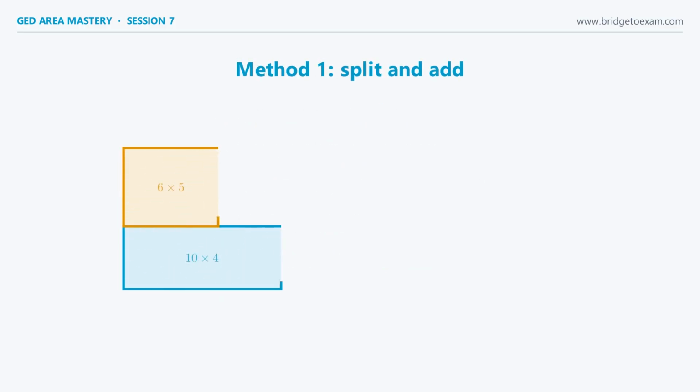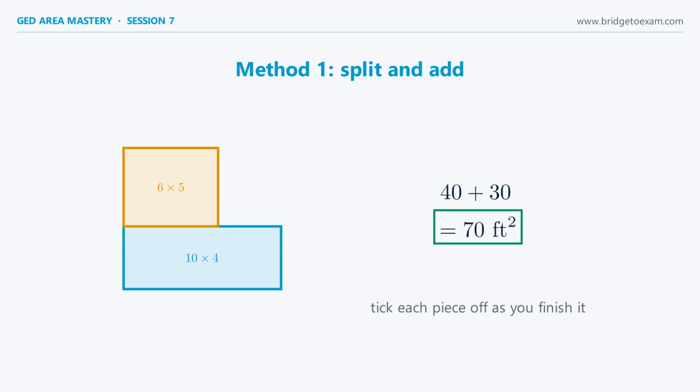Method 1. Split and add. This L-shaped floor divides into a 10 by 4 rectangle and a 6 by 5 rectangle. 10 times 4 is 40. 6 times 5 is 30. Add them. 70 square feet. As you finish each piece, tick it off.